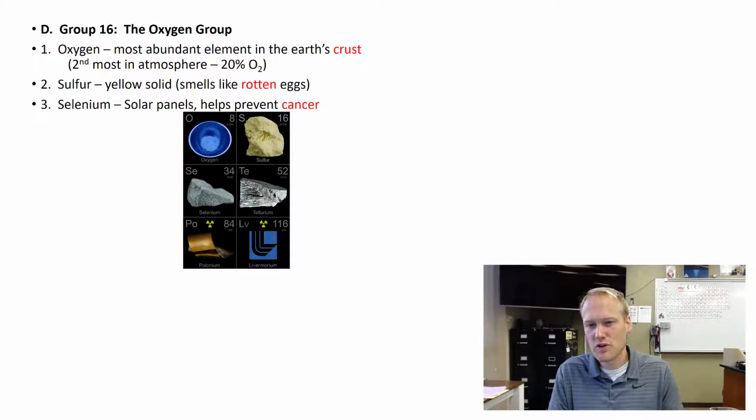Sulfur is also in this group, and selenium. Selenium is really important when we build solar panels, which are getting cheaper and cheaper these days, more and more affordable. Selenium can also be used in cancer treatments.